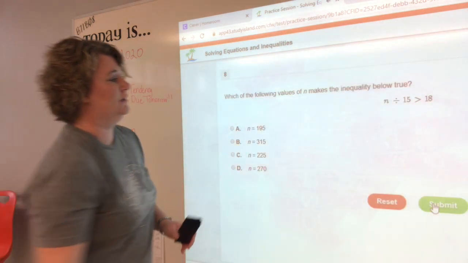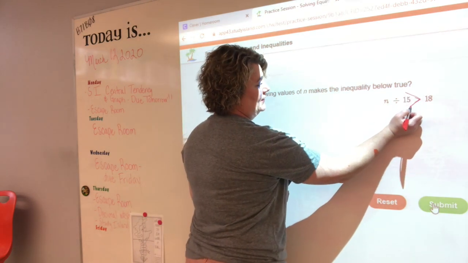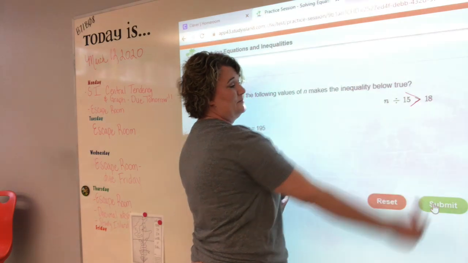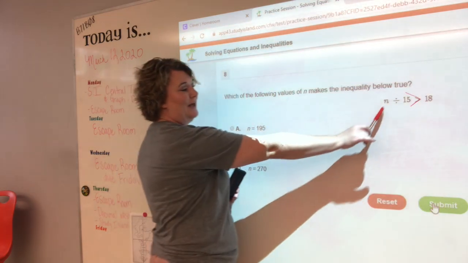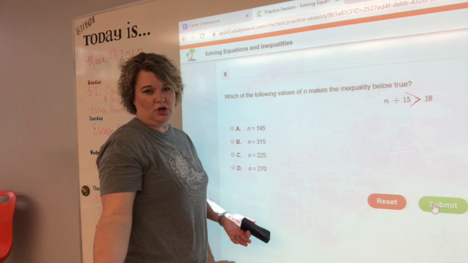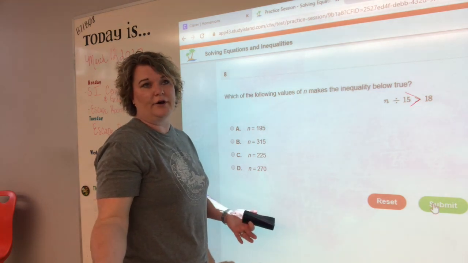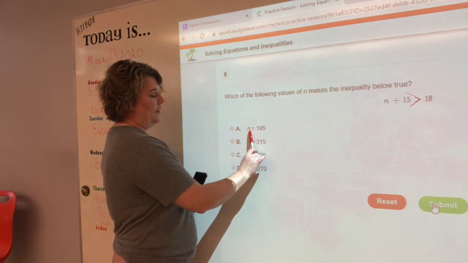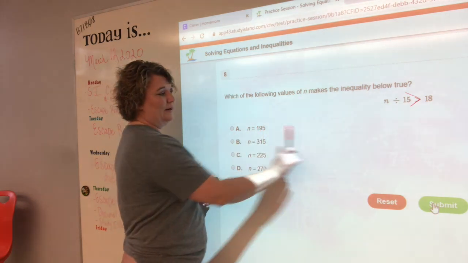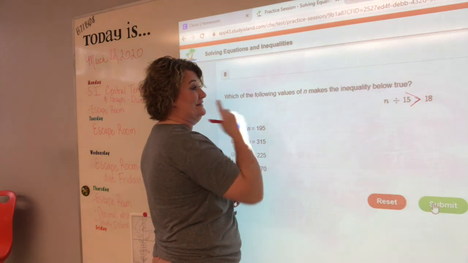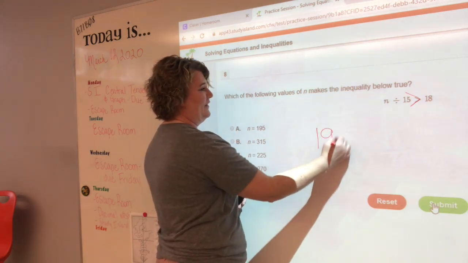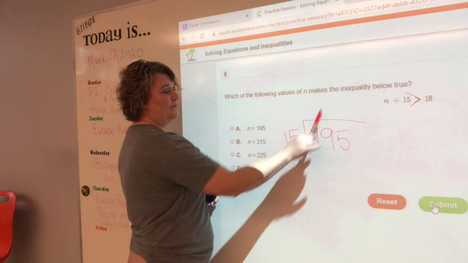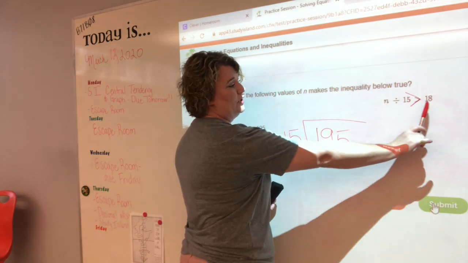Here's a division sign, and remember, here's the greater than sign. So that means this side has to be the big side, and this side would have to be the small side. So instead of x, now they've got n, but remember, all it's doing is representing a letter or a number that's missing, and it doesn't matter what letter you use. So let's just start with A. If I put 195 right here, and I divide by 15, whatever answer I get has to be bigger than 18.